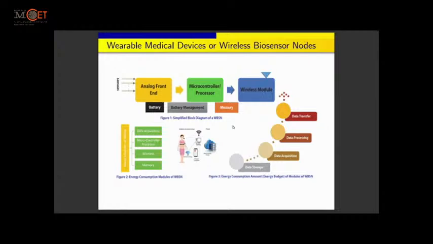If I want to use this type of wearable devices, then the energy will be EA plus EB plus ET plus ES. This is the simple energy budget: processing, acquisition, transmission and storage.